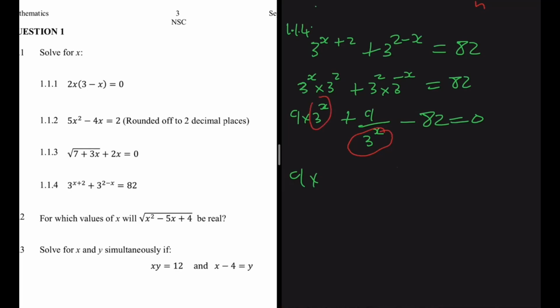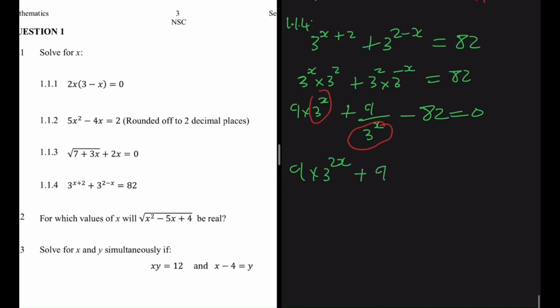We are multiplying out, right? So if we do that, we're going to get 3 to the 2x, because same bases, you add the exponents, plus 9, because 3^x multiplied by 1 divided by 3^x will just be 1. So here we have minus 82 multiplied by 3^x being equal to 0 essentially.